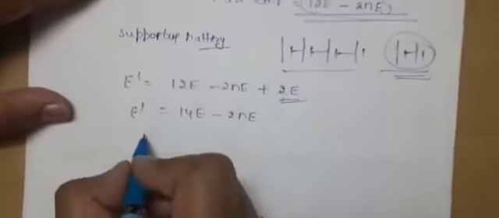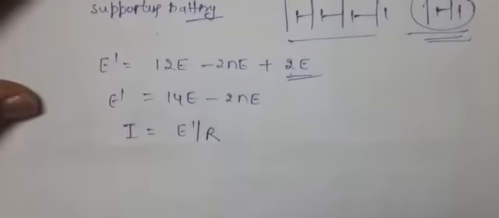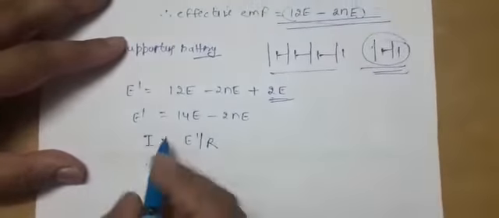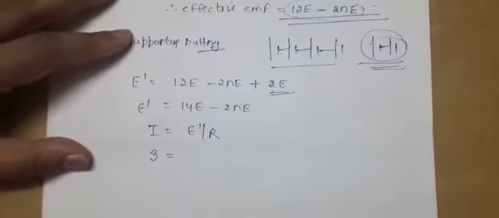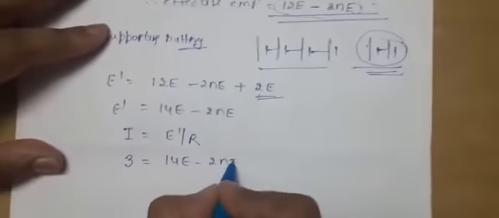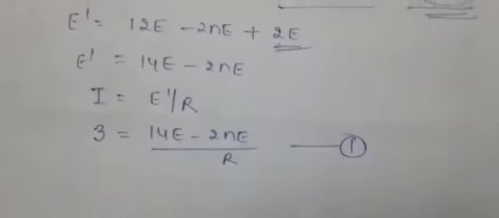So now what will be the current? It will be E dash upon R. Here, as the load is also connected and the cells are supporting it, the current, as given in the statement, was 3 ampere. So it is 14E minus 2NE upon R, and this is equal to 3.